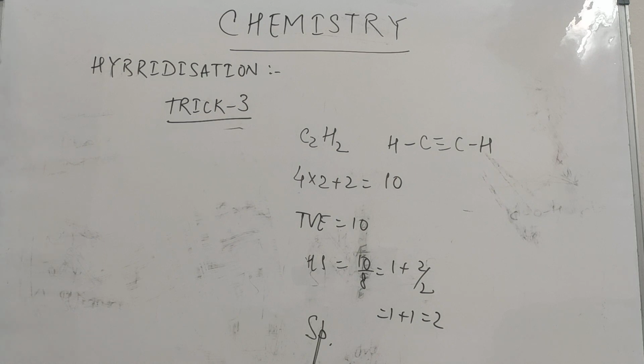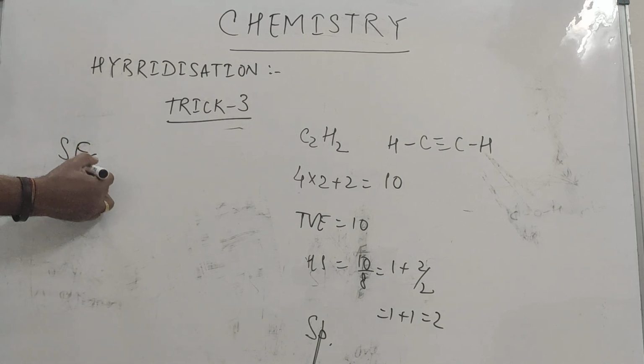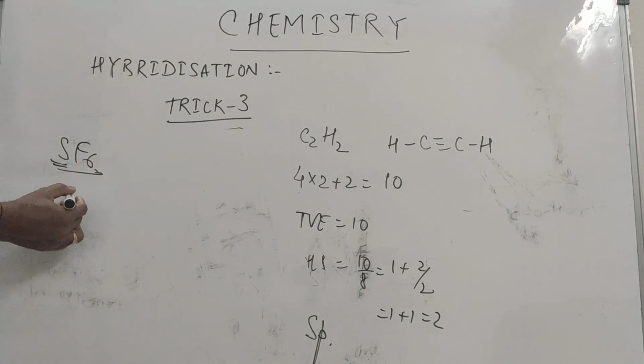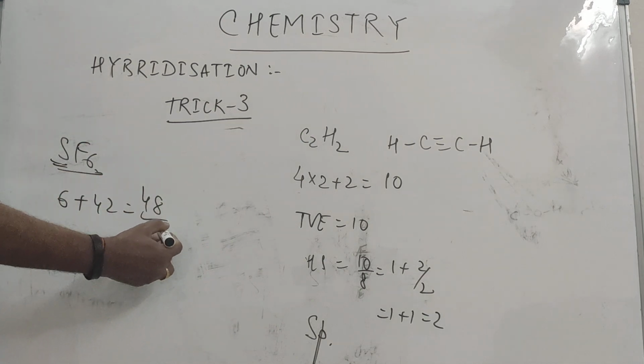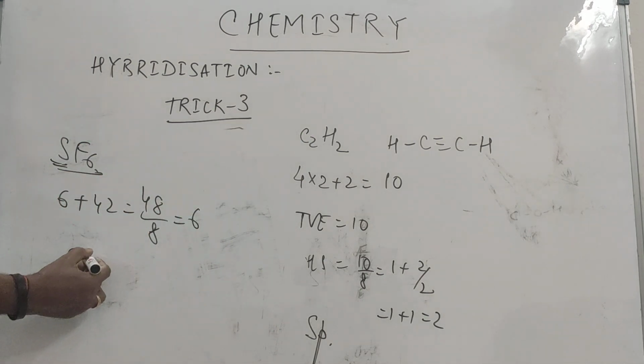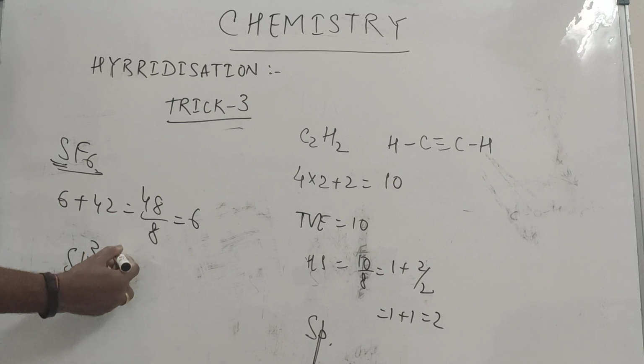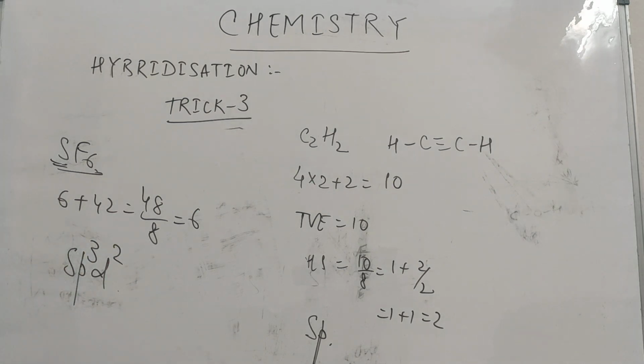If we see the next molecule SF6, the sulfur valence electron is 6. 7 is the valence electron for fluorine, but there are 6 fluorines, so 6 sevens are 42. So 48. 48 is exactly divisible by 8, that is 6. So the hybridization is sp3d2. It is octahedral. So the hybridization of sulfur in SF6 is sp3d2. It is octahedral.